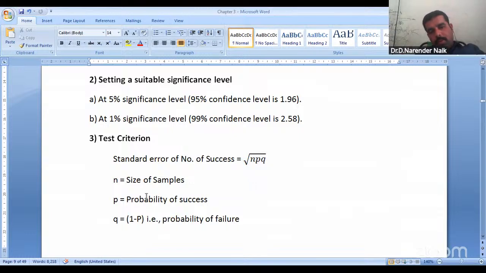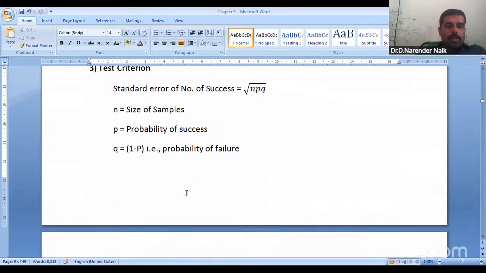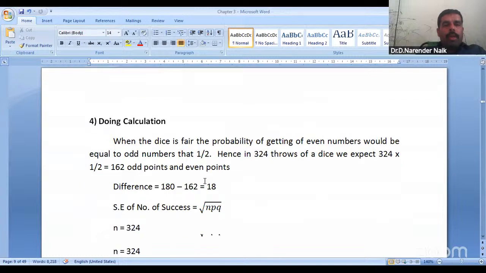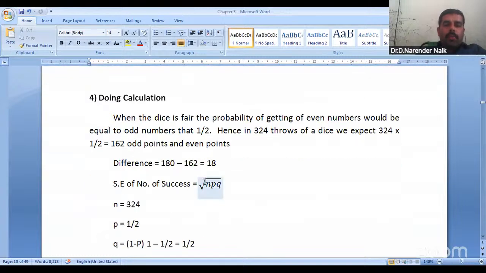n is equal to size of sample. p is equal to probability of success. q is equal to 1 minus p. Doing calculation here. When the dice is fair, the probability of getting even numbers would be equal to odd numbers, that is 1 by 2. Hence, in 324 throws of a dice, we expect 324 into 1 by 2, equal to 162 odd points and even points. Difference is equal to 180 minus 162, which is 18.